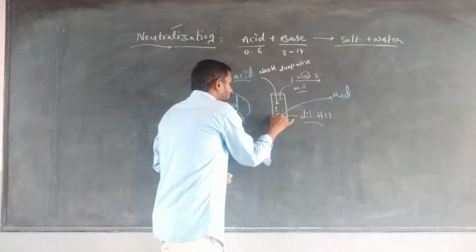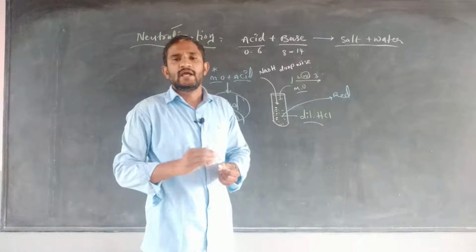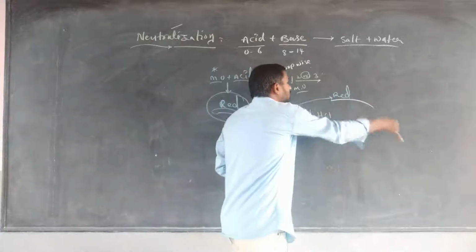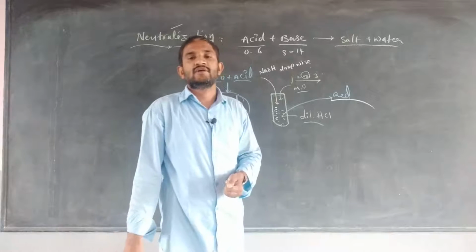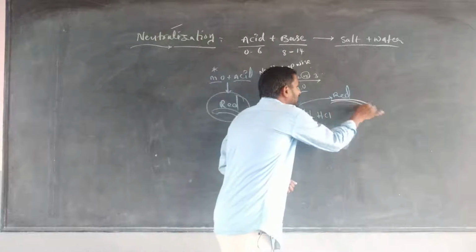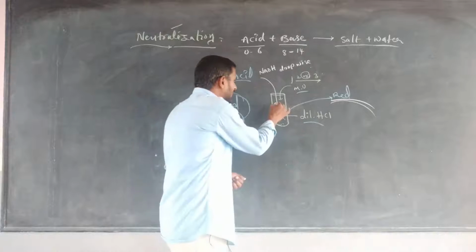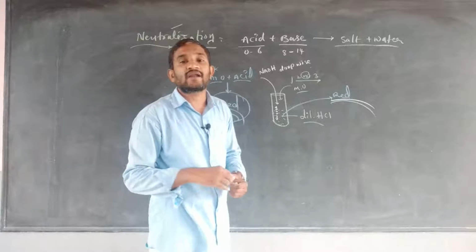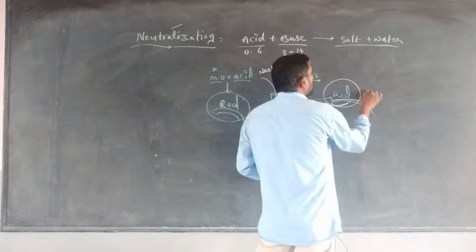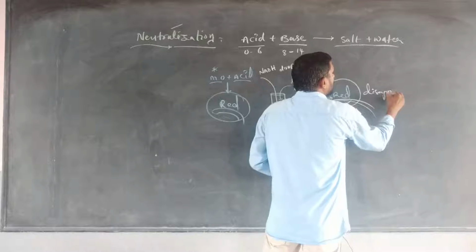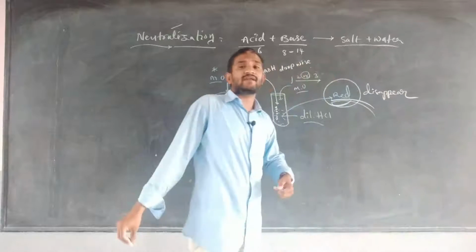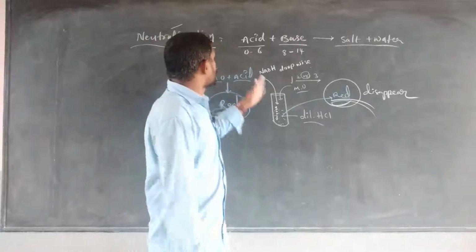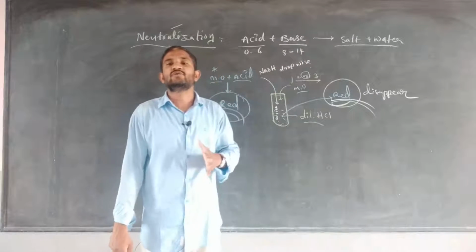Okay, the drops are falling in the acid. We have to add it continuously till the red color is changed. We are adding dropwise, dropwise. After some time, the red color will disappear. Why does the red color disappear after adding some amount of the sodium hydroxide solution?